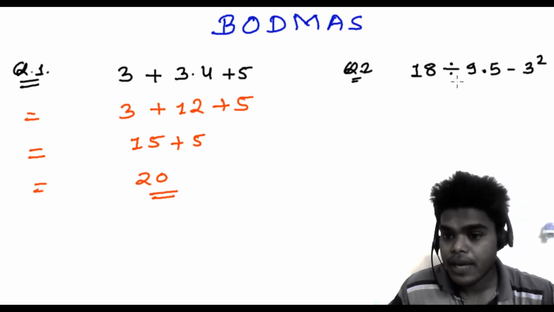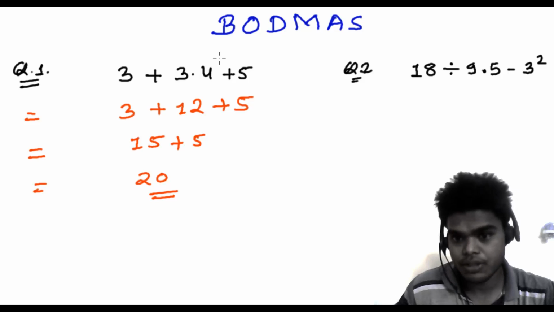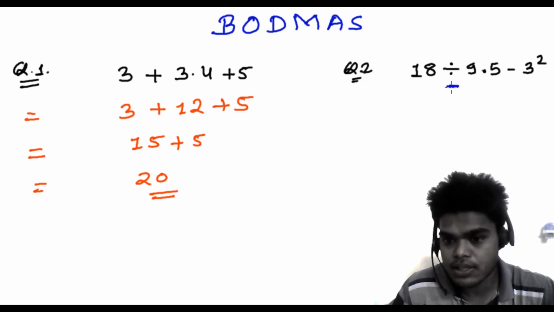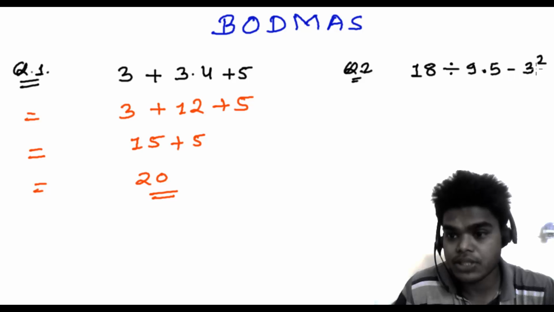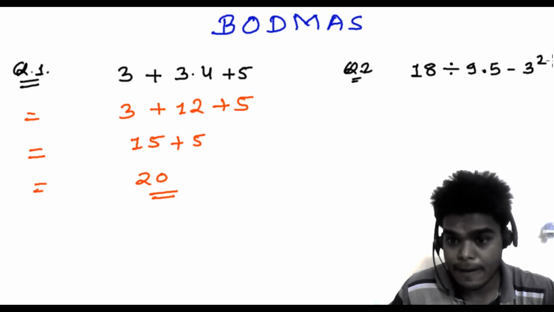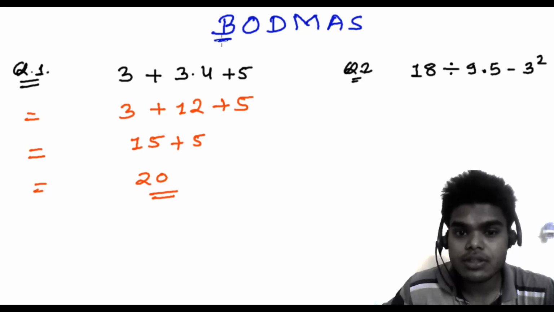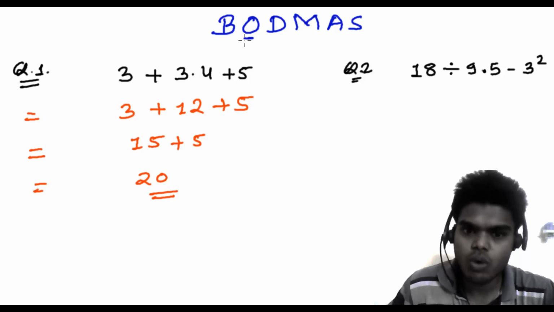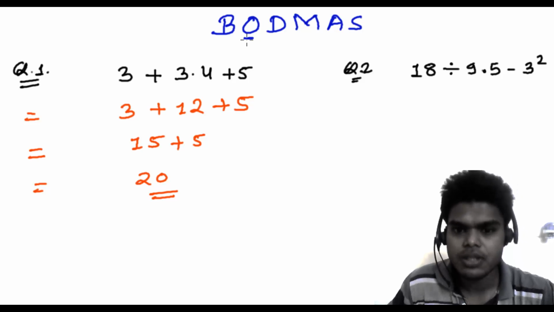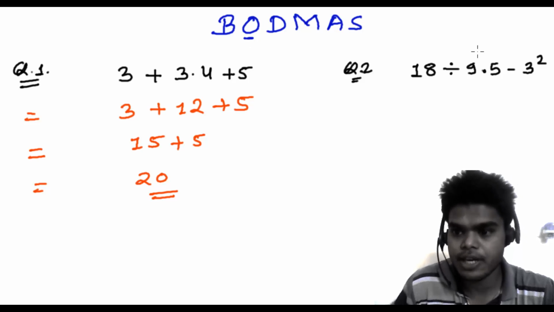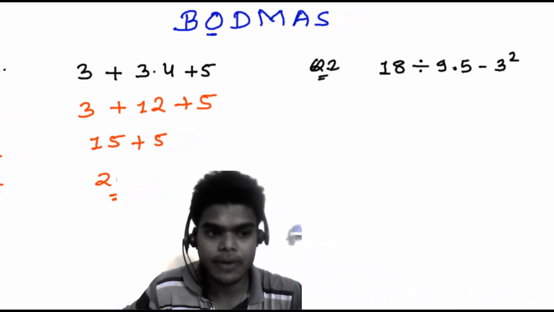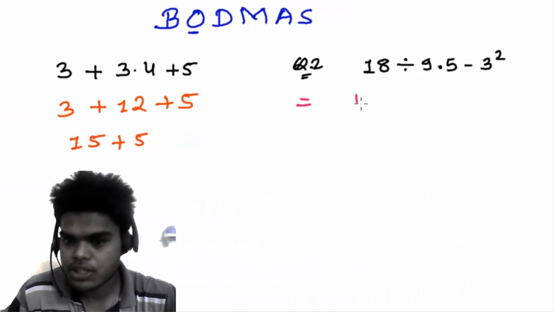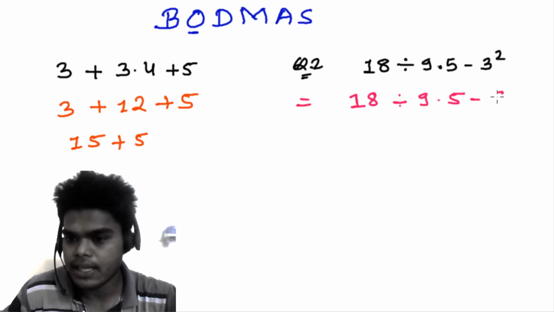Here again we have three operations, and actually four things: division, multiplication, subtraction, and squaring. According to the rule we need to first solve brackets, which we don't have, and after that other things like square, square root or cube, percentage, something like that. So here we need to deal with this thing first. So 18 divided by 9 times 5 minus 3 squared, that is 9.